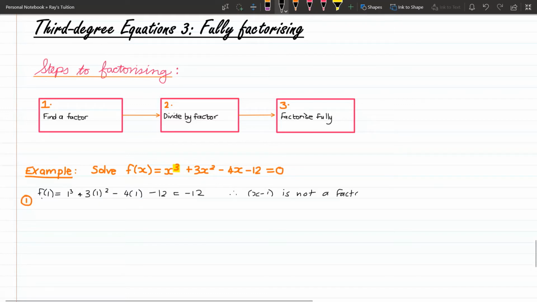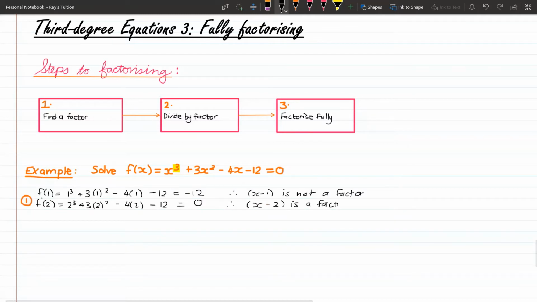Okay, so that hasn't worked out, so we try another value. Let us try f of 2. So this is 2 cubed plus 3 times 2 squared minus 4 times 2 minus 12. Calculating this, we do get that it is 0. Therefore, we know that x minus 2 is a factor.